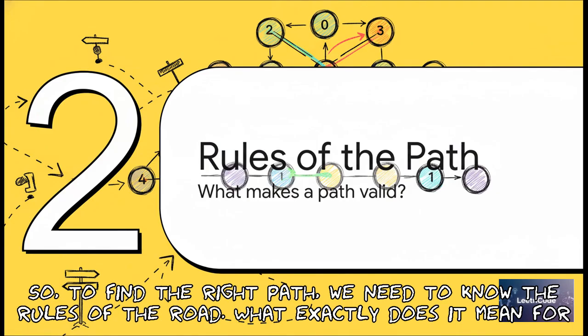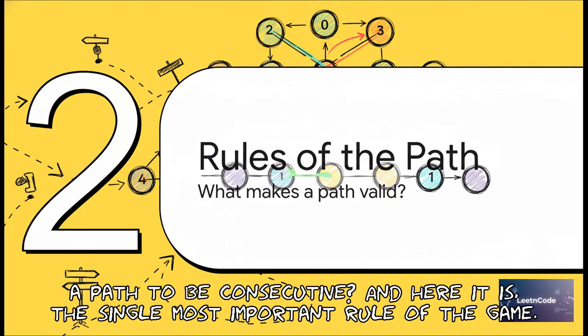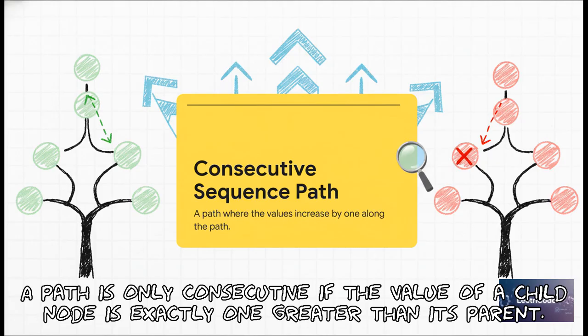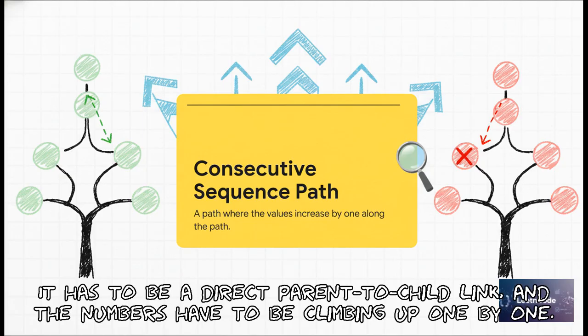So, to find the right path, we need to know the rules of the road. What exactly does it mean for a path to be consecutive? And here it is, the single most important rule of the game. A path is only consecutive if the value of a child node is exactly one greater than its parent. It has to be a direct parent-to-child link, and the numbers have to be climbing up one by one.